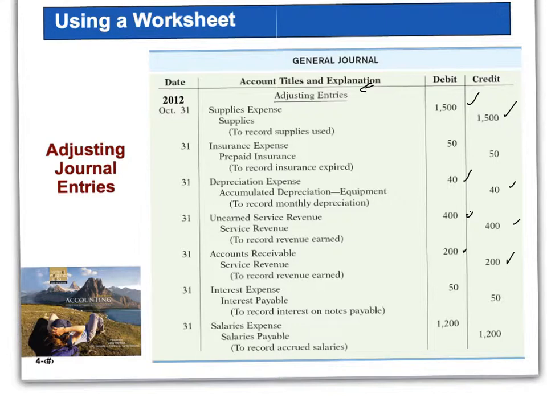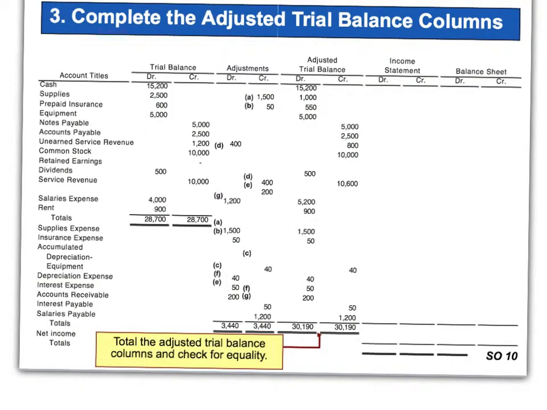Now these are recorded in your general journal, but before we post to the ledger and summarize the ledger, we use the worksheet. We post it to the worksheet. So here we enter each one of those transactions. For example, the first transaction was a debit to supply expense, and that would be down here, A, $1,500, and a credit to supplies, $1,500. The second one was a debit to insurance expense, $50, and a credit to prepaid insurance. And so we simply put them in the debit and credit columns.